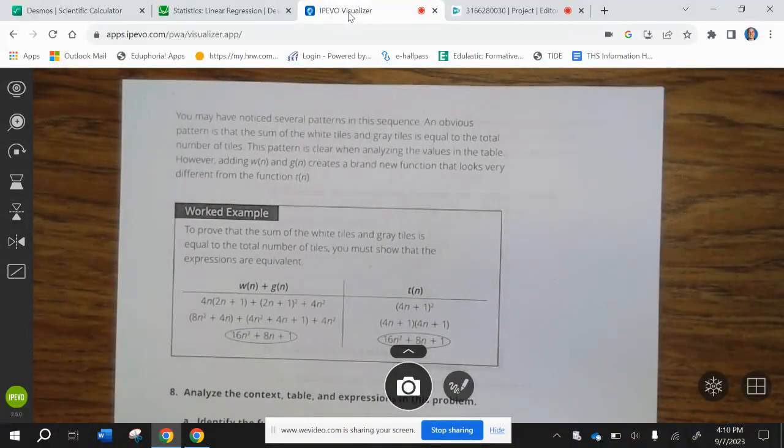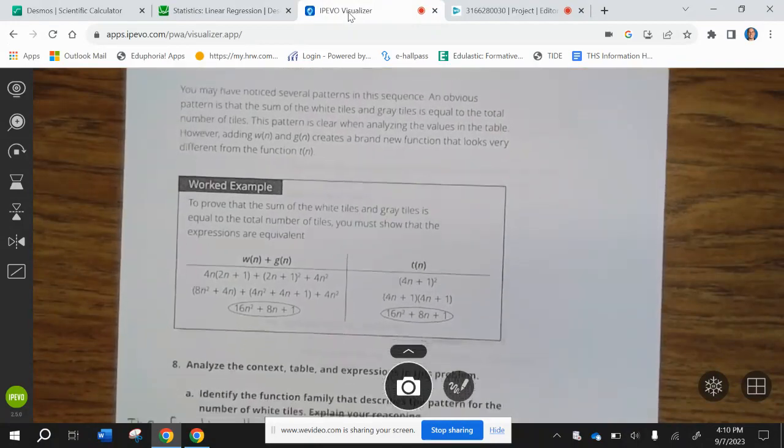You may have noticed several patterns in sequence. An obvious pattern is that the sum of the white tiles and gray tiles is equal to the total number of tiles. The pattern is clear when analyzing the values in the table. However, adding W of n and G of n creates a brand new function that looks very different from the function T of n. So there you go.